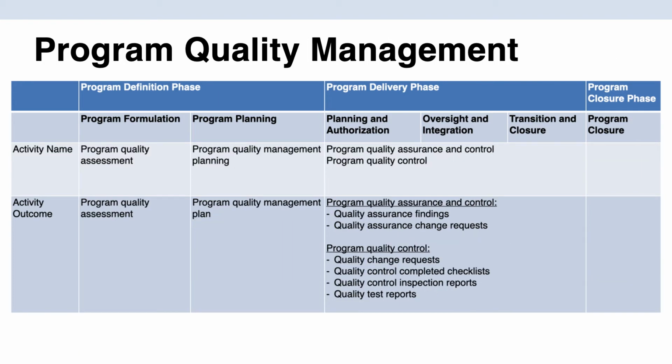Our sixth group is program quality management. Program quality management related activities determine the quality policies, objectives, and responsibilities so that the program will be successful and produce the outputs that will be satisfactory to the receiving organization or customer. Let's take a closer look at the activities in this group, starting with the program formulation subphase.